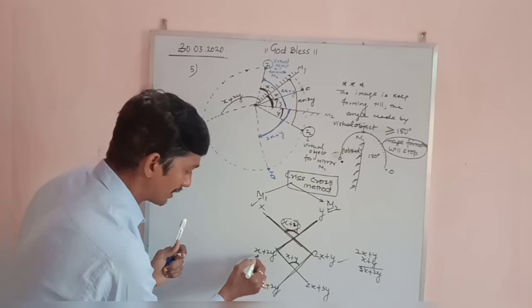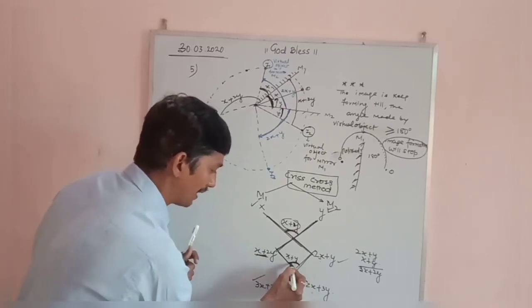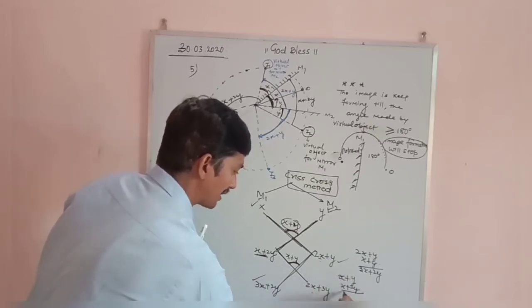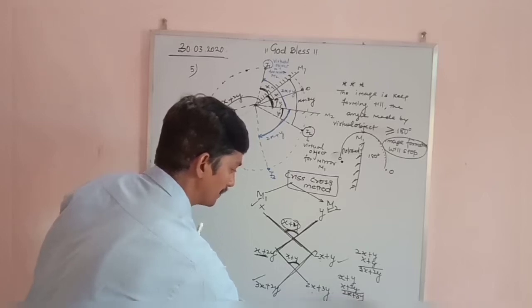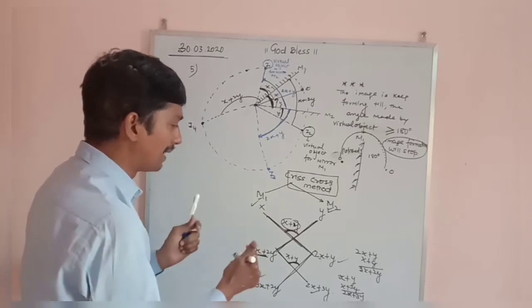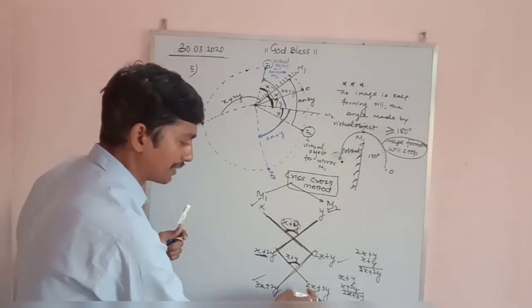And here this is X plus 2Y and here it is X plus Y. So how much is the answer? X plus Y and X plus 2Y. The answer is 2X plus 3Y, which I have written here. So how many images are formed? 1, 2, 3, 4, 5, 6.